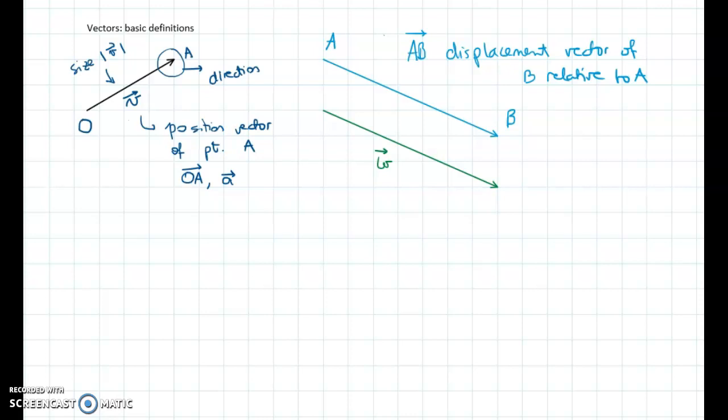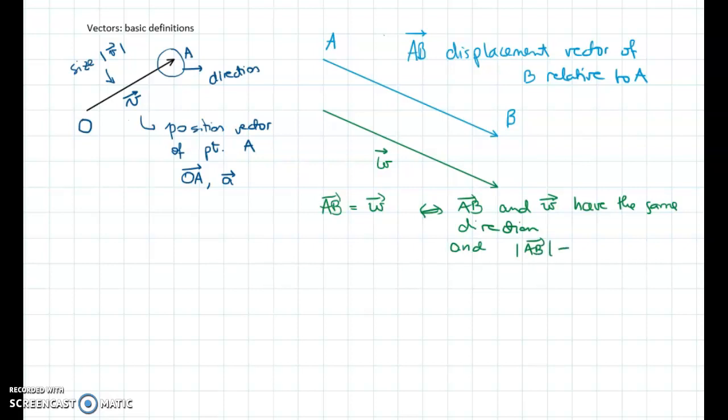We'll say that the two vectors are equal, and this is actually an if and only if. So AB is equal to w if and only if AB and w have the same direction, and at the same time their magnitudes are equal. So that's how we know that two vectors are the same.